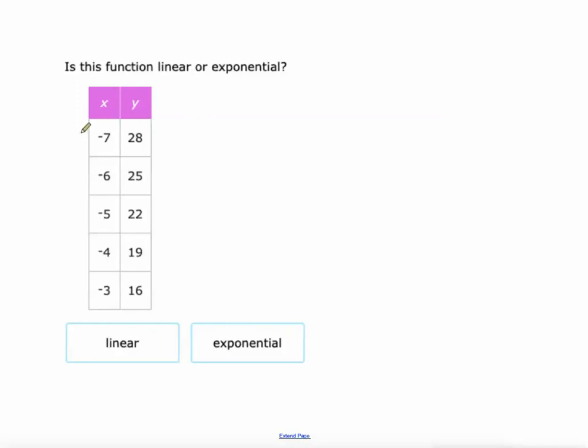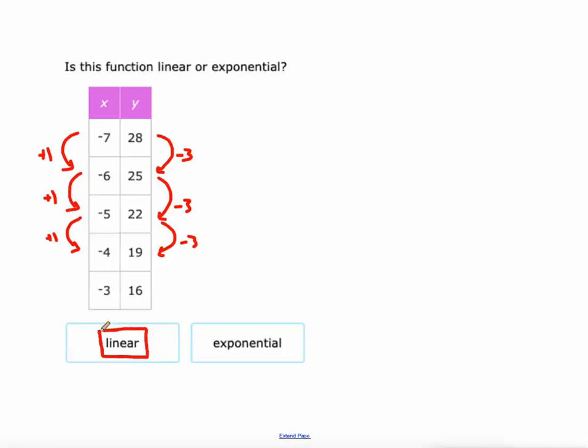All right, looking at this one, I see that every time x goes up 1, there's a pattern there with the x's. What happens to the y values? We see a decrease of 3 there, and a decrease of 3 there, and a decrease of 3 there. Since that's a constant rate of loss, that is linear. So if you see a constant decrease or increase as x goes up by 1, that's linear.